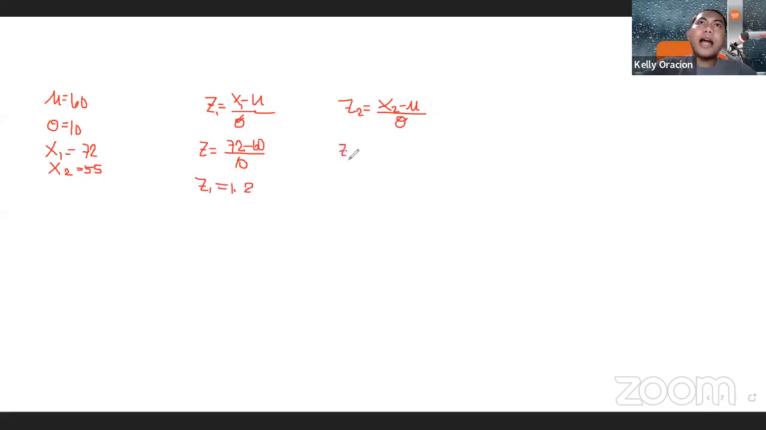For your classmate, we have 55 minus 60 over 10. 55 minus 60 is negative 5. So you have negative 5 divided by 10. That's negative 0.5. That's the solving. There are 2 X values involved, so get the z-score of one, and get the z-score of the other as well.